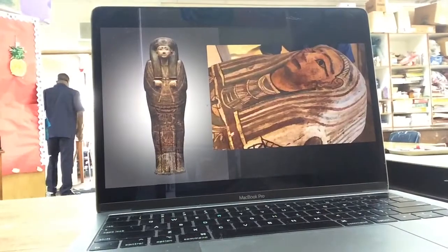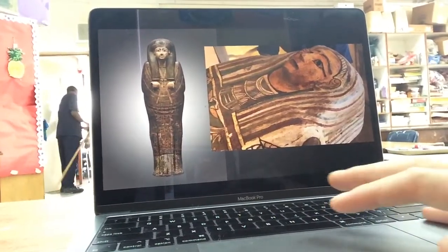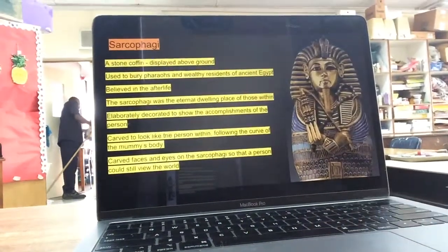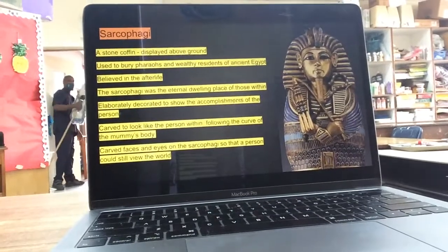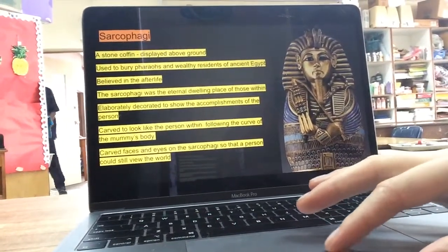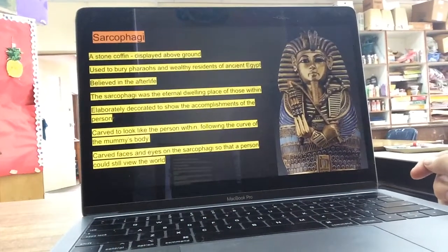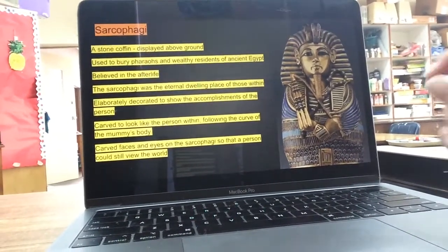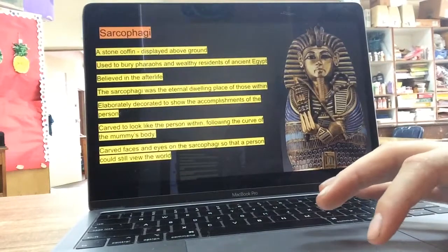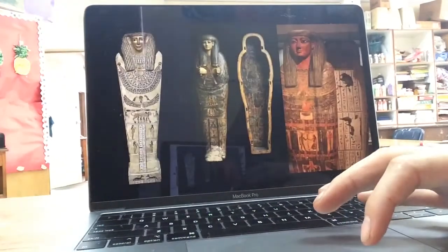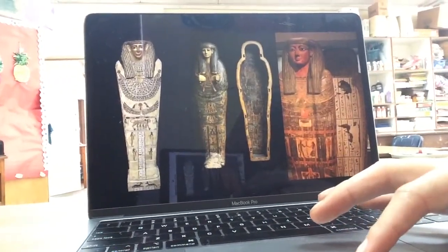would place them in these stone sarcophagi. A sarcophagi is like a coffin. So you can see here the coffin oftentimes had a face placed on it with eyes and a nose and a mouth. And this was so that the spirit of the dead could find their dwelling place. The dwelling place was the sarcophagi or their coffin.